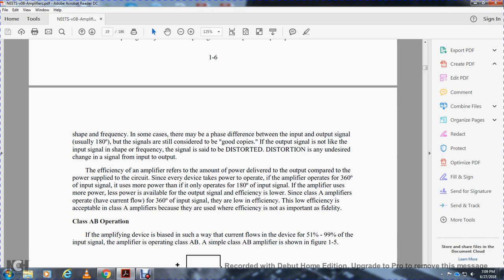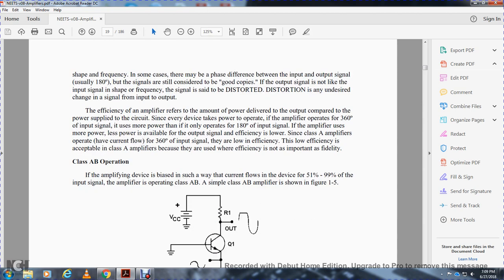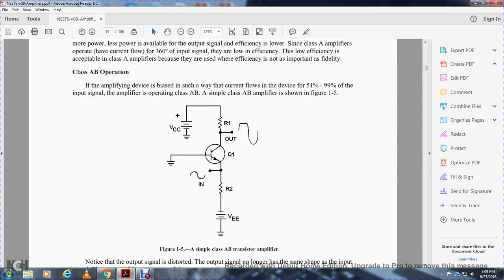They are low efficiency but acceptable Class A amplifiers, because they are used where efficiency is not important, but fidelity is. Alright, in a Class A amplifier, the amplifying device is biased at the base in such a way that current flows through the device for 100% of the input signal. An amplifier operated for less than that with a simple Class AB amplifier is shown in Figure 1-5.